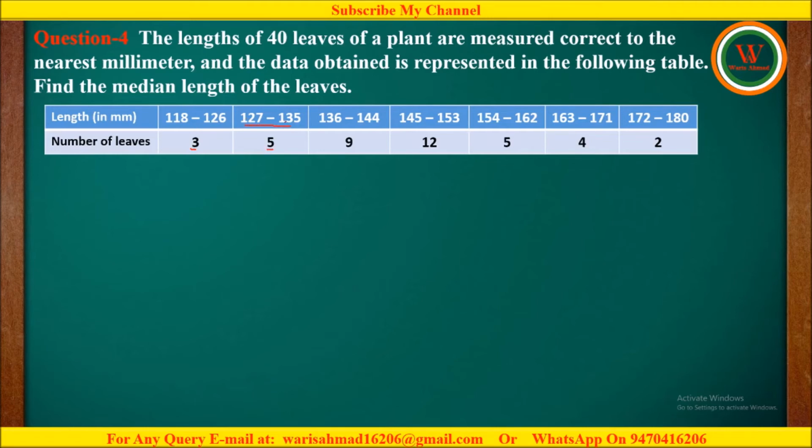So from this given data we can observe that the given class interval is in the inclusive form, because the upper limit of this class is 126 while the lower limit of the next class is 127. Both are not the same. So these are in the inclusive form. So the very first thing is that we must convert the given class interval into the exclusive form. How to convert it into the exclusive form?